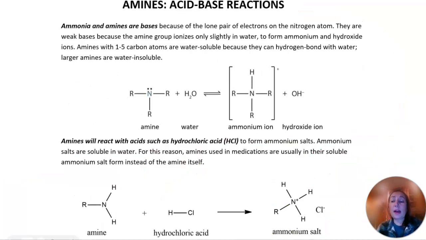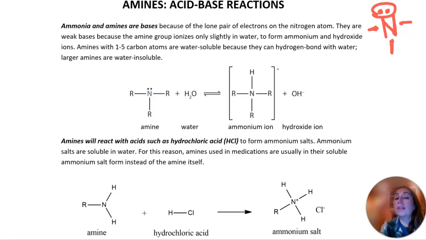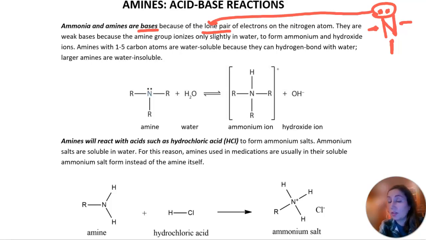Okay, so let's talk about acid-base reactions of amines. Ammonia and amines are bases because of the lone pair of electrons on the nitrogen atom. So if we redraw nitrogen, it has 5 valence electrons. Let's put them around nitrogen. 1, 2, 3, 4. And the 5th one will double up and make a lone pair. So the 3 electrons that don't have partners can make nitrogen's 3 bonds. The 2 electrons that are paired up, that's the lone pair. And it's that lone pair that makes it basic. And they are weak bases because that amine group will ionize just ever so slightly in water.